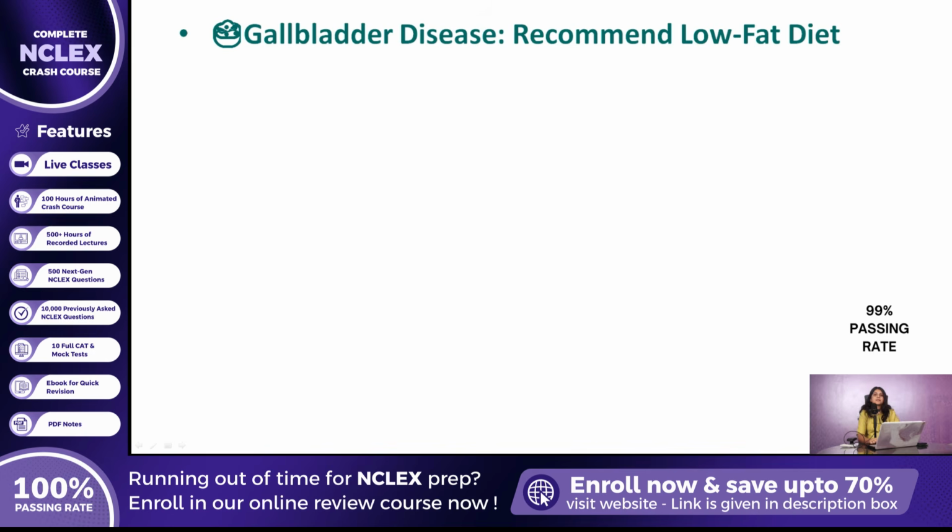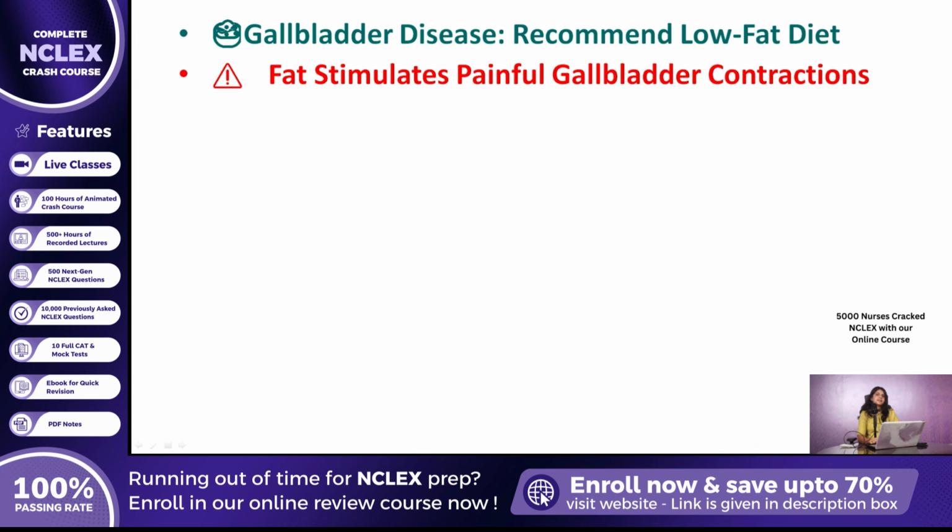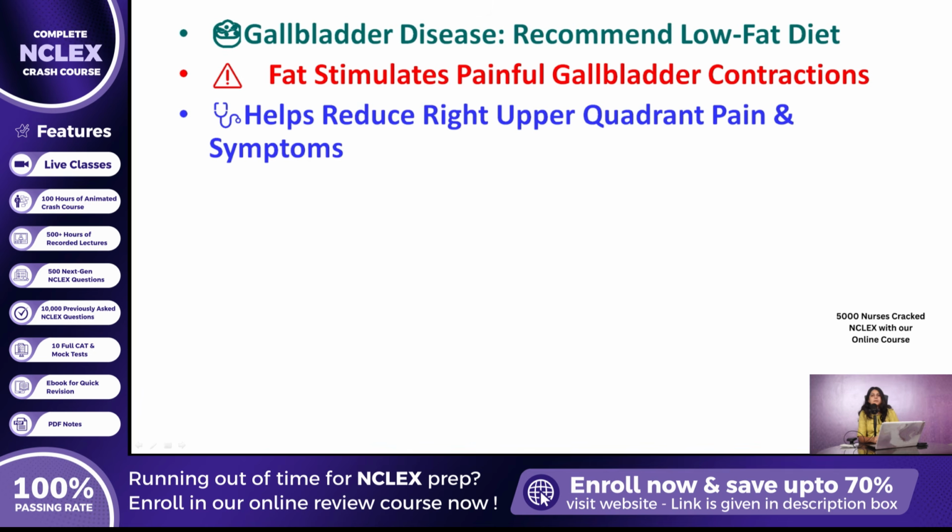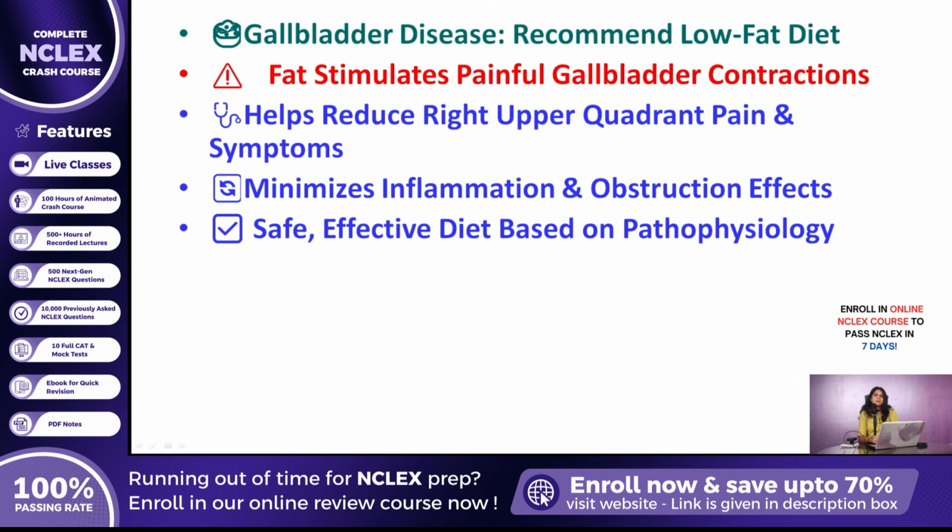This recommendation aligns with the suspected diagnosis of gallbladder disease, such as cholecystitis or cholelithiasis. In these conditions, fat intake stimulates the gallbladder to contract, and when inflammation or obstruction is present, this contraction can trigger significant pain, especially in the right upper quadrant. By reducing dietary fat, the nurse can help minimize gallbladder stimulation and reduce both pain and digestive symptoms. This intervention is not only practical, but also directly addresses the underlying pathophysiology, making it the safest and most effective choice for the client.